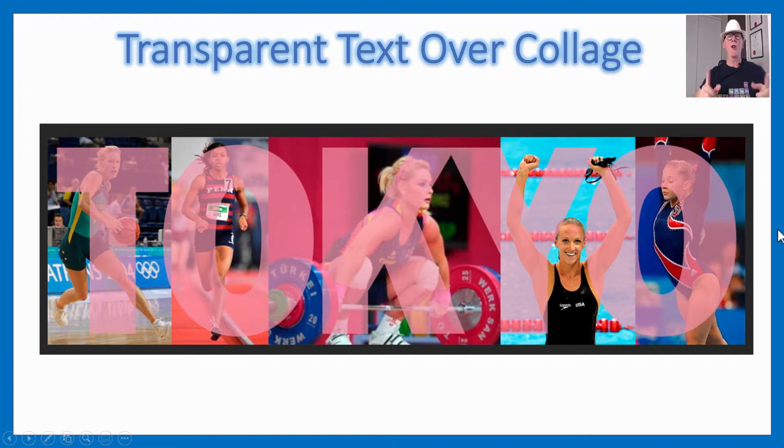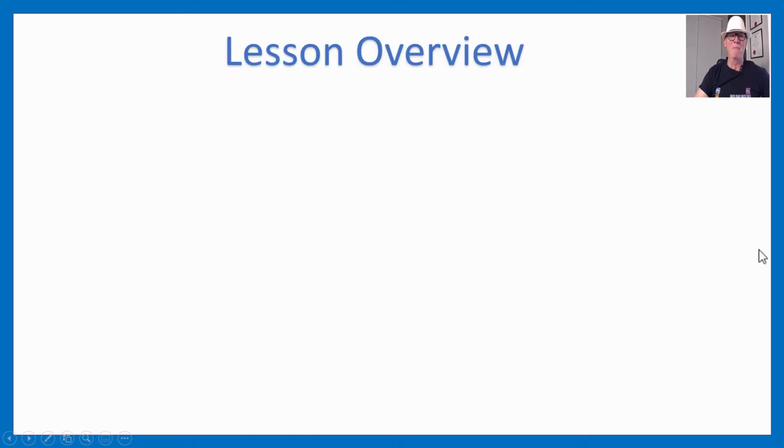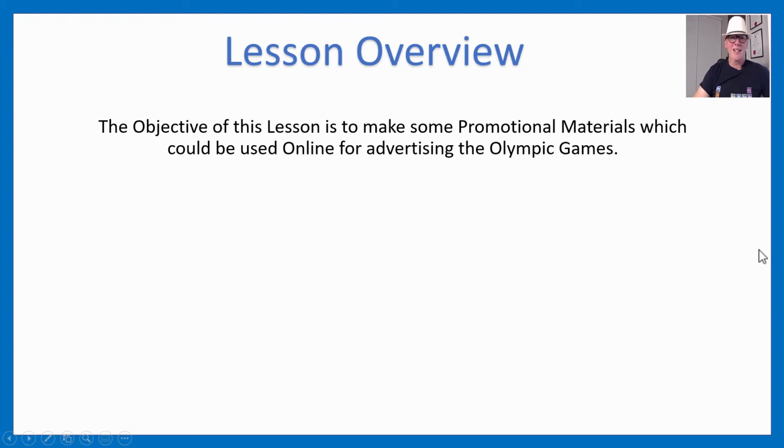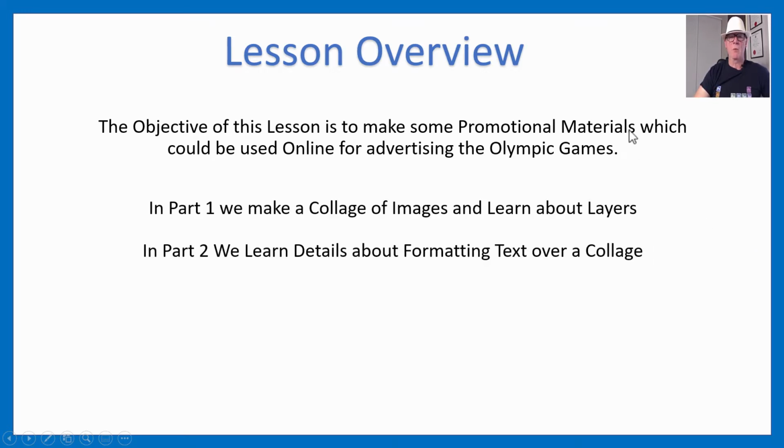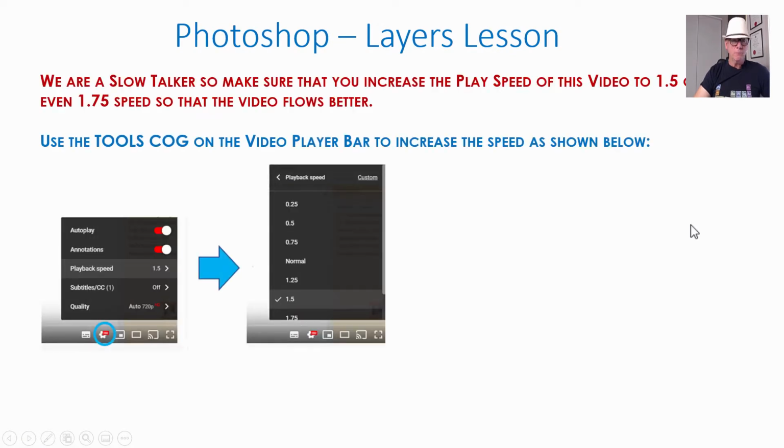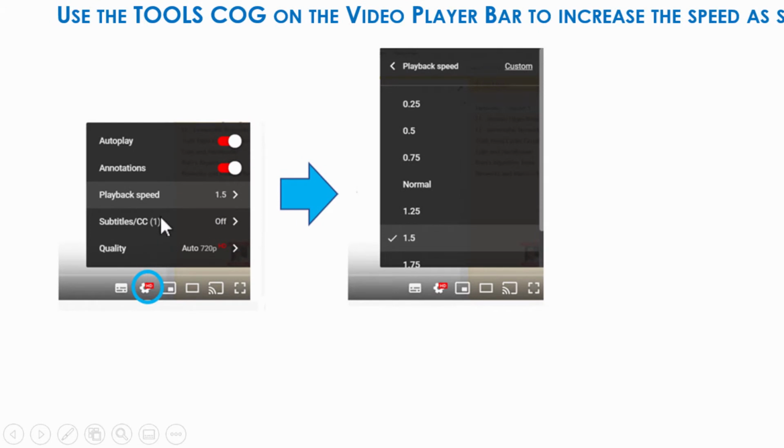And of course we're doing Tokyo to promote the Tokyo Olympics, which are on this year. So there's 2 parts to the lesson, to make some promotional materials for the Tokyo Olympic Games, and we're going to make the collage of images and learn all about layers. And in part 2, we're going to learn about formatting some text and put some transparent text over the top of a collage banner.